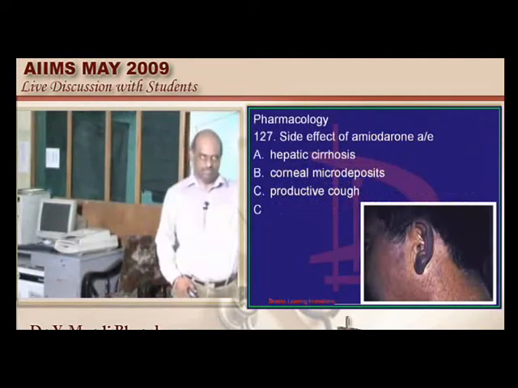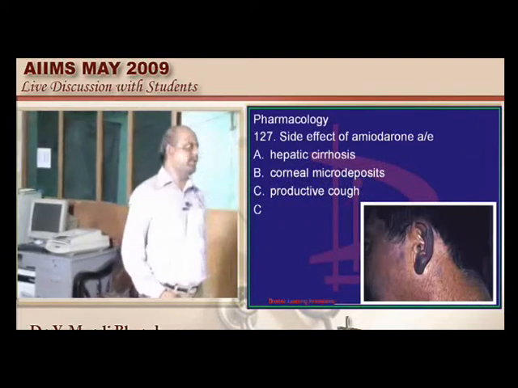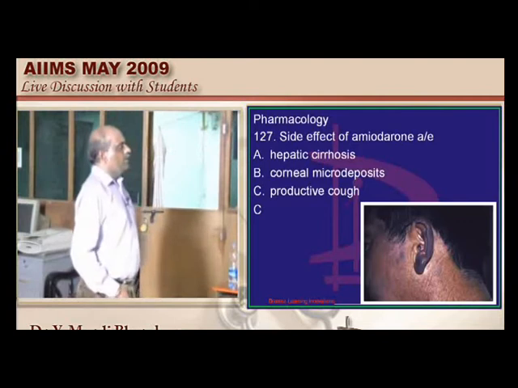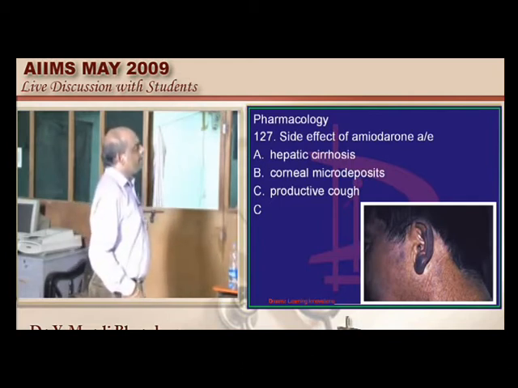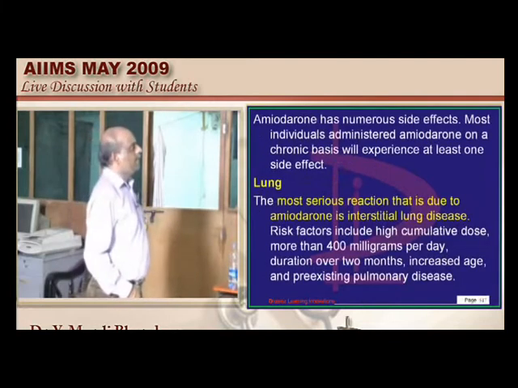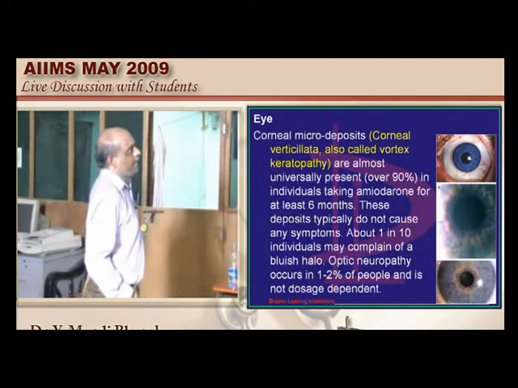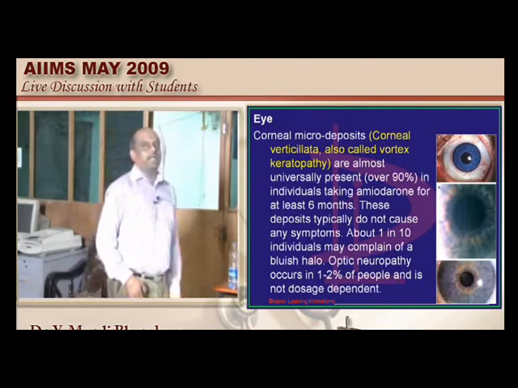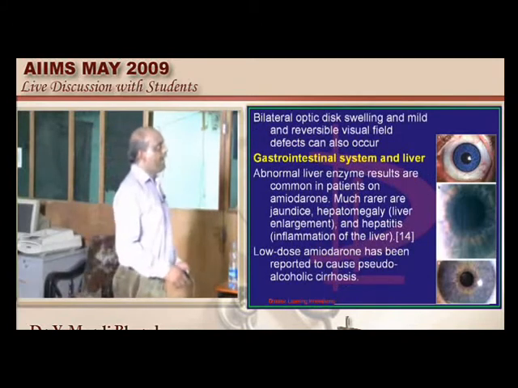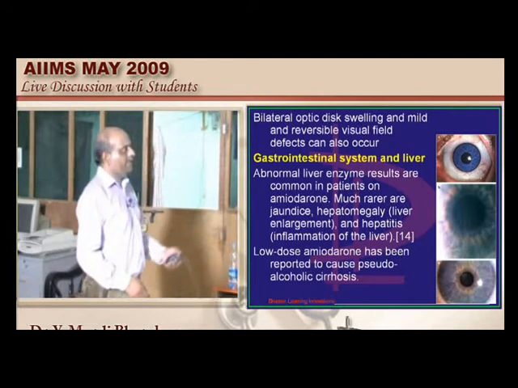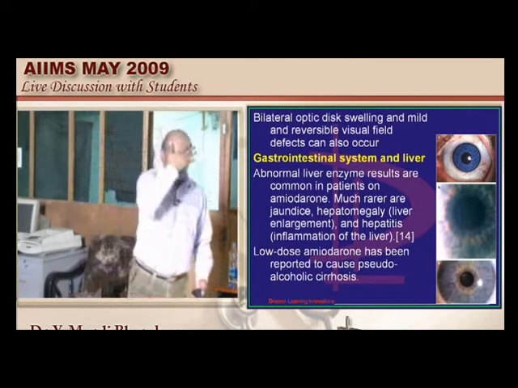Amiodarone side effects is a general question, asked every time. It leads to corneal microdeposits and hyperpigmentation. Are you able to see the hyperpigmentation on the ear? Good. Then interstitial lung disease can occur in amiodarone takers. Both hypo and hyperthyroidism can occur. This kind of deposition on the cornea, called cornea verticillata or vortex keratopathy, is one of the side effects. There can also be a blue-gray discoloration of the skin, which you are able to see here, another classical feature of amiodarone.